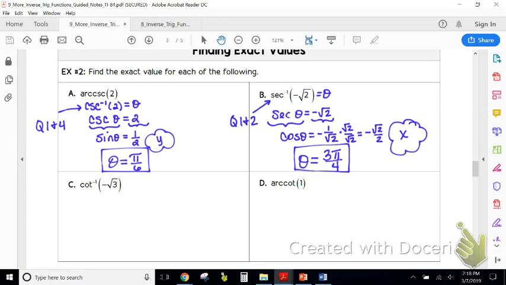All right, so the arc on D, it says the arc cotangent of 1. Well, we know that arc cotangent is the same as the inverse cotangent.